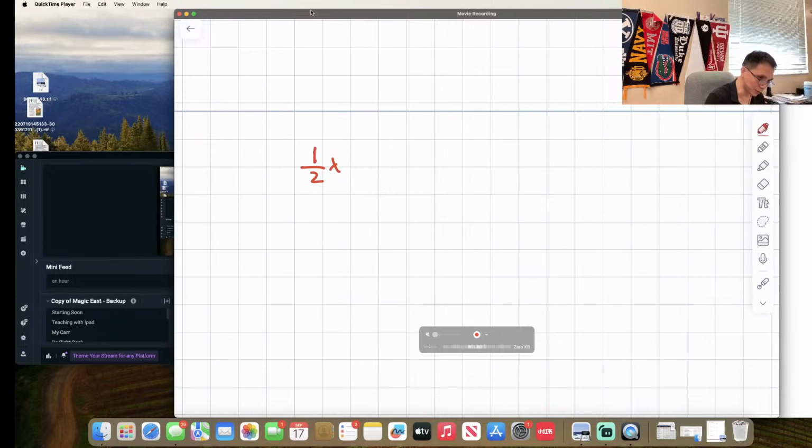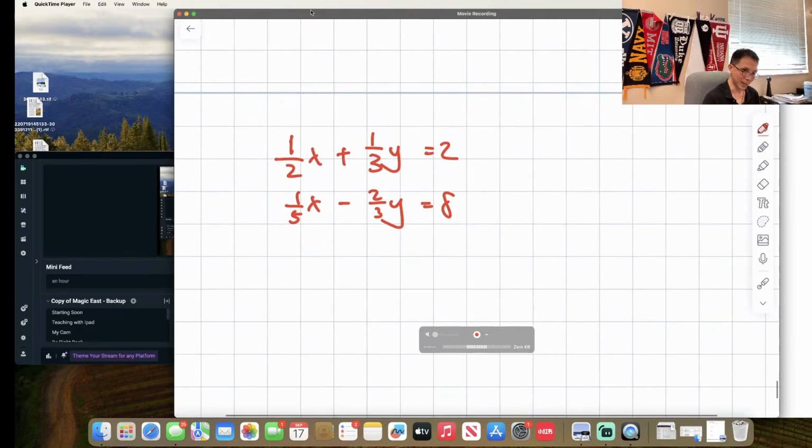Let's go over the fraction one, because it's kind of intimidating, but it's not that bad. One-fifth x plus one-third y equals 2, and one-fifth x minus two-thirds y equals 8. If you were quick, you should realize that I will not do substitution. I could, but it's going to be a lot of fractions. So I'll choose elimination, and I'll multiply this by 2.